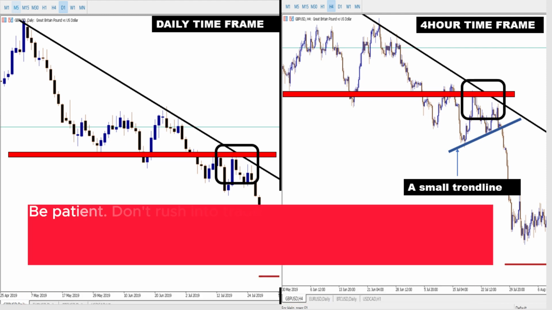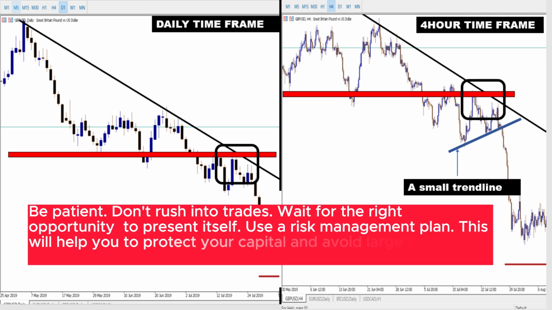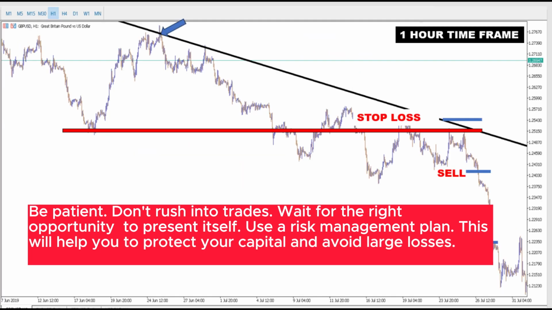Be patient. Don't rush into trades. Wait for the right opportunity to present itself. Use a risk management plan. This will help you to protect your capital and avoid large losses.